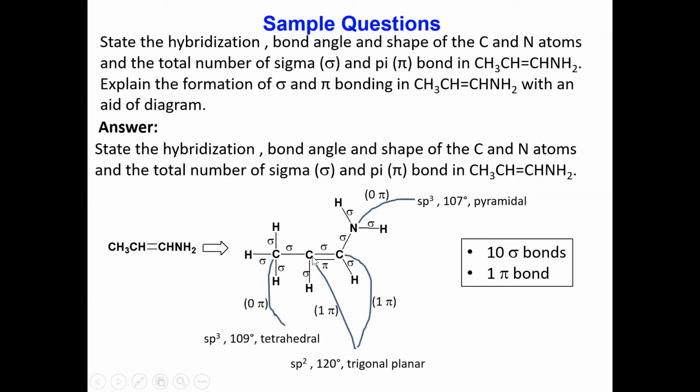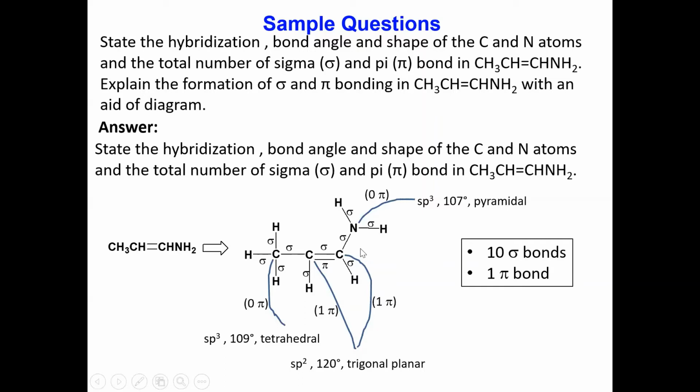This carbon has 2 single bonds and 1 double bond with the carbon. So what type of hybridization is this? Remember, if you have 1 double bond, the hybridization is sp2. So it's sp2 hybridization. What sort of shape is this? This is a trigonal planar shape. Okay, and the angle is 120 for trigonal planar.